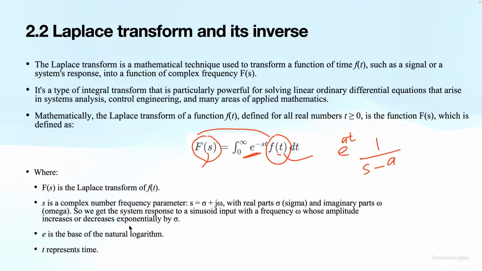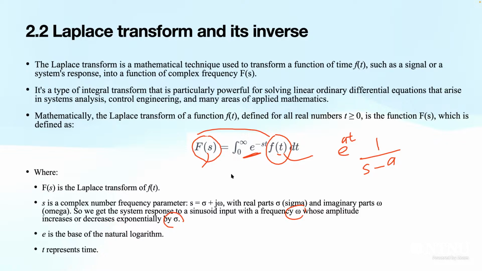So s is a complex number, which is sigma plus j omega. So it's a real part plus an imaginary part, with the real part and imaginary part being sigma and omega. So we got the system response to a sinusoidal input with frequency omega, whose amplitude increases or decreases exponentially by sigma. e is the base of the natural logarithm, and t represents the time. So this is the equation which we can use.